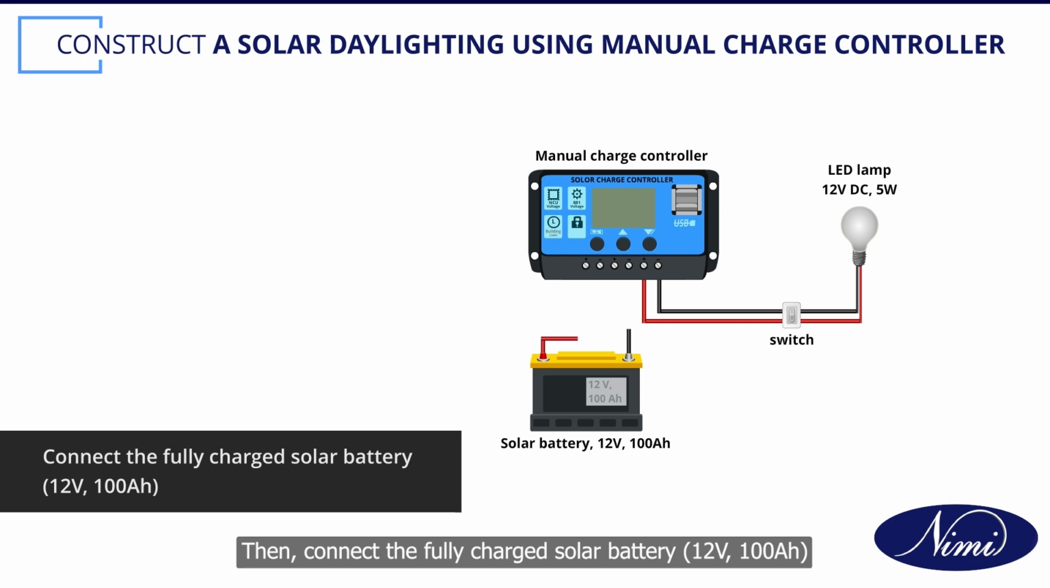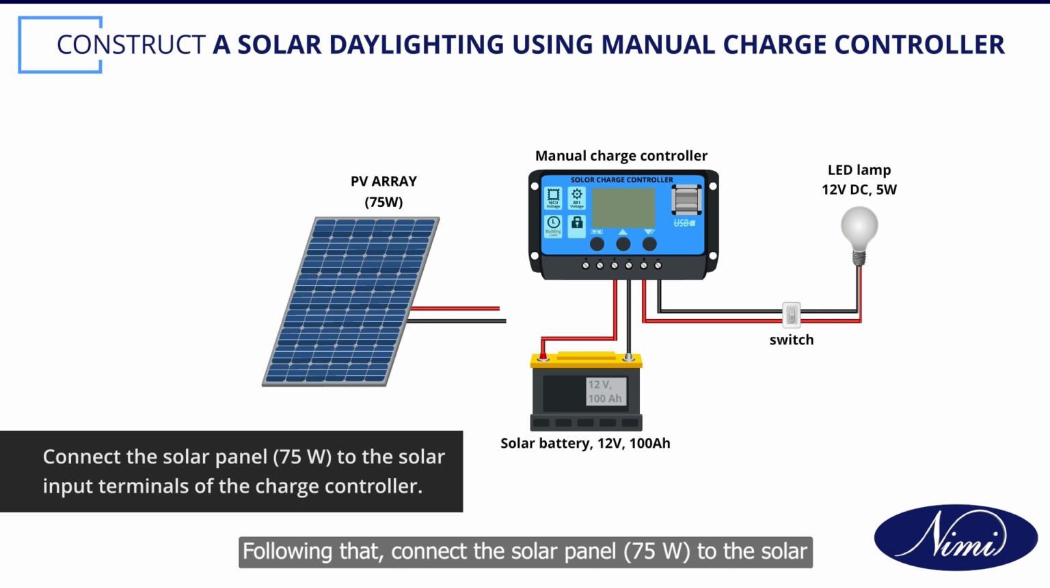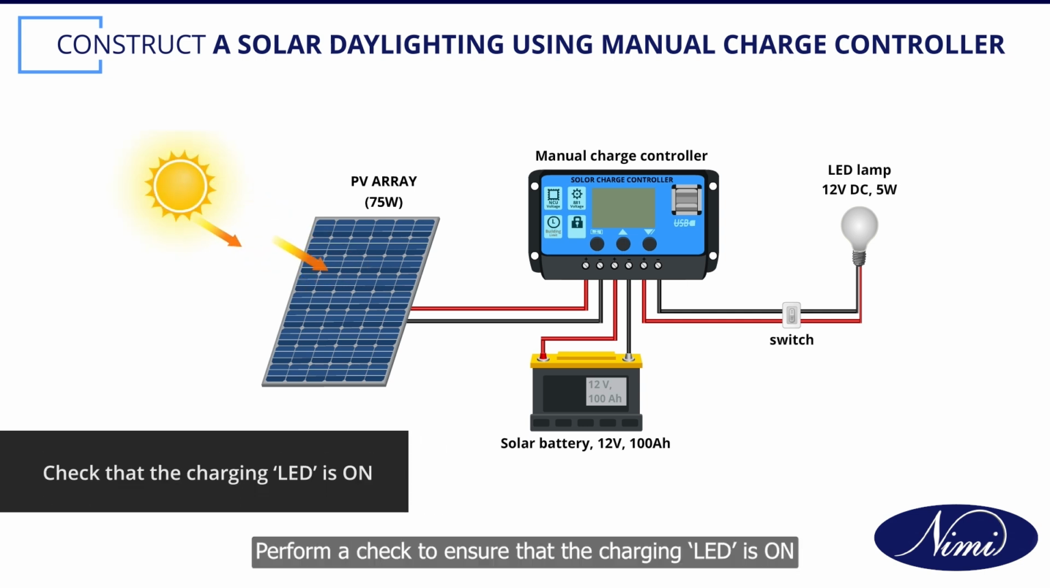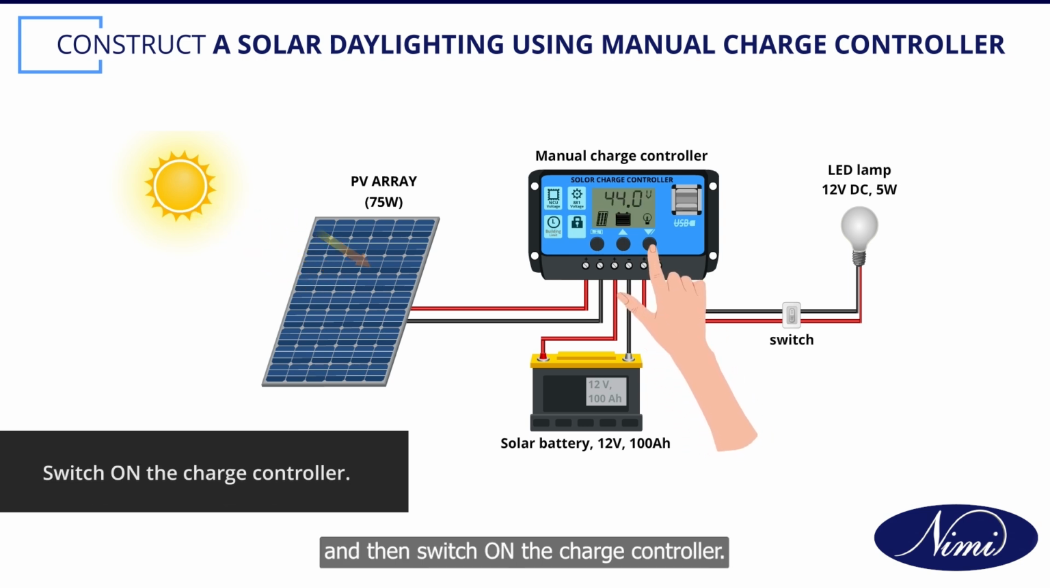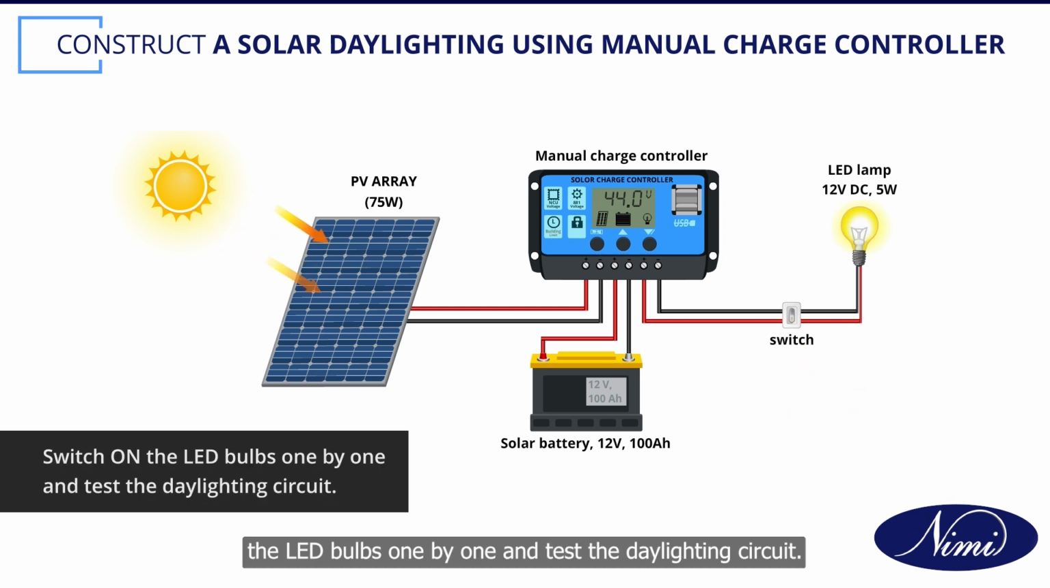Then, connect the fully charged solar battery 12 volts 100 ampere hours to the battery input terminals of the charge controller. Following that, connect the solar panel 75 watts to the solar input terminals of the charge controller and place the solar panel in sunlight. Perform a check to ensure that the charging LED is on and then switch on the charge controller. Verify that the output LED is on and then switch on the LED bulbs one by one and test the day lighting circuit.